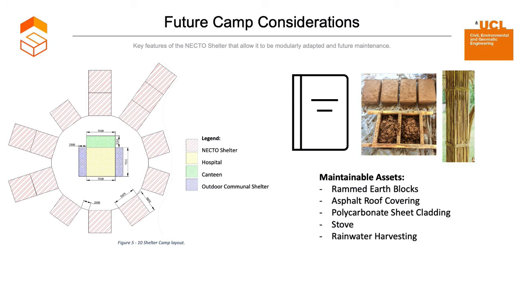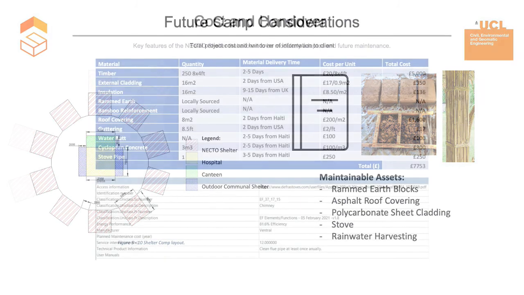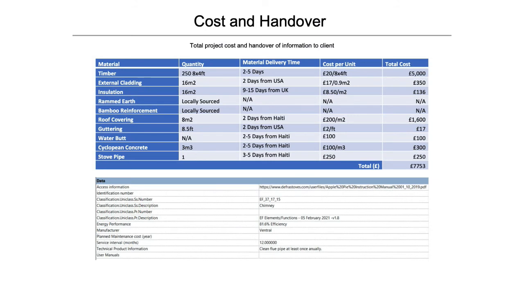Maintenance is essential for the future functionality of the NECTO shelter. By providing locals with user manuals and guides for each of the maintainable assets, as well as some specific equipment required, the locals and occupants will be able to successfully maintain the shelter and its safety. The total cost for the materials of this project can be seen in Table 1. At just over £7,000, the costs account for the additional costs entailed during the milling of the timber, as well as all delivery costs. Maintenance is essential to the long-lasting success of this project.